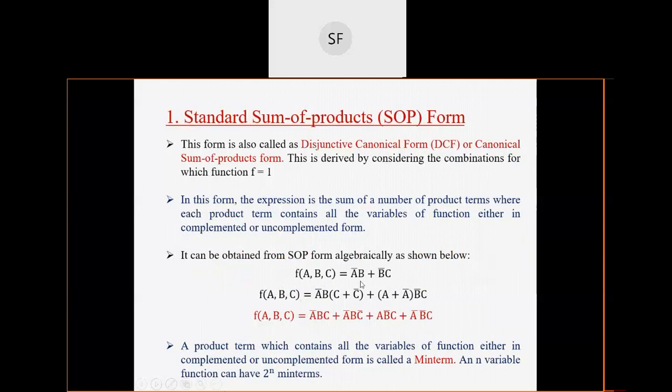We have seen how to get the standard SOP form. Whichever variable is missing in any term, you have to add it. Now I'm talking about this term. In this term C was missing, so we have added C plus C bar. Similarly in this term A was missing, so we have added A plus A bar. Then we expanded this in order to get the standard SOP form. Standard SOP is also called canonical SOP, right?